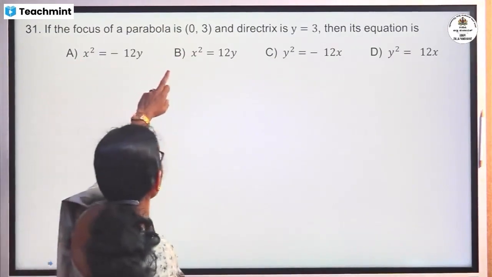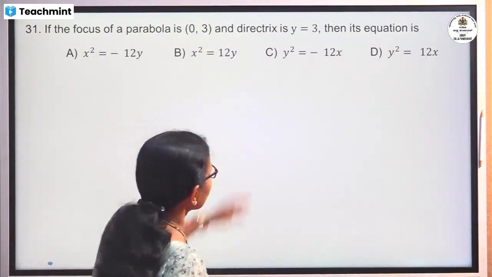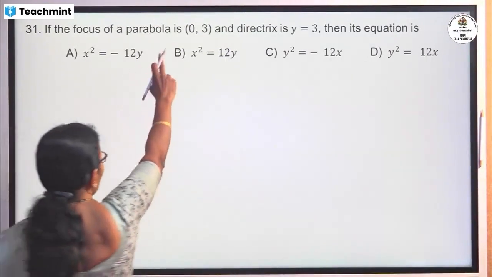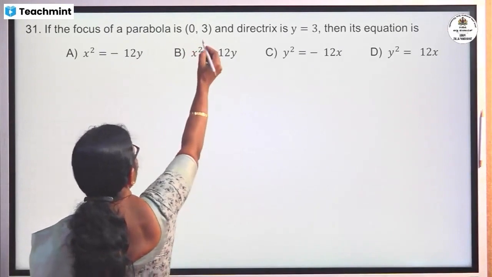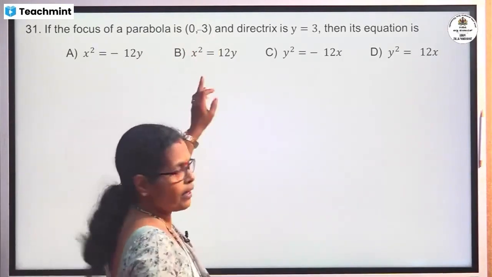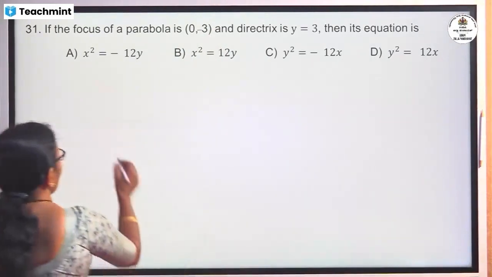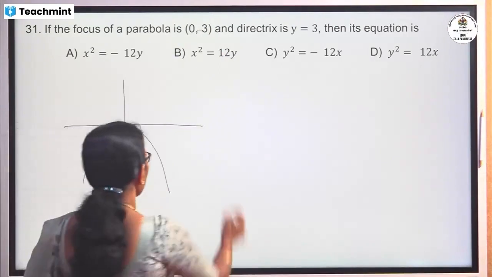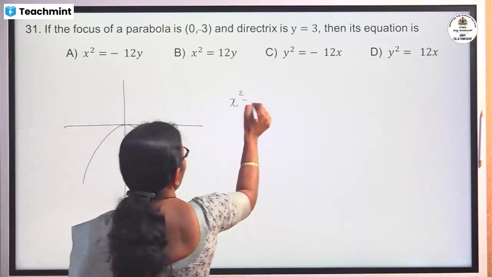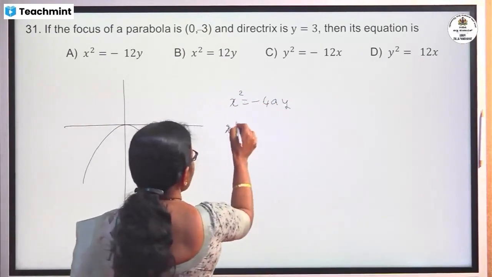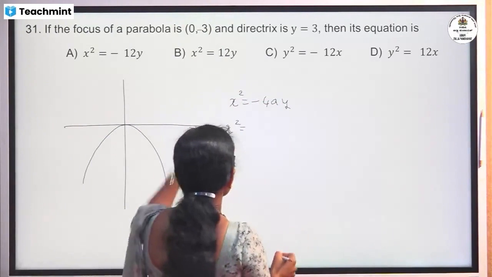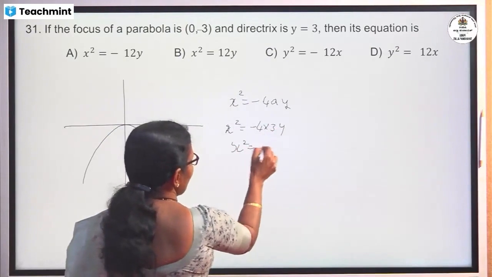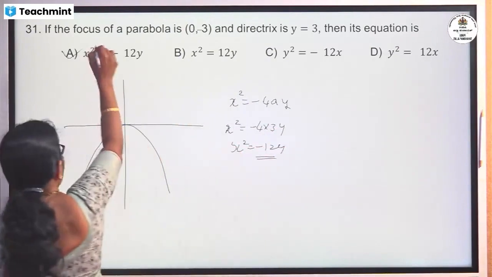The focus of a parabola is 0, 3 and directrix y is equal to 3. Find the equation of the parabola. Focus of the parabola is 0, minus 3, not 0, 3, and directrix y is equal to 3. Then the parabola is like this, a downward parabola. So focus is this one. Equation is x square is equal to minus 4ay. Here a is equal to 3. Therefore, x square is equal to minus 4 into 3y, x square is equal to minus 12y. So A is the correct option.